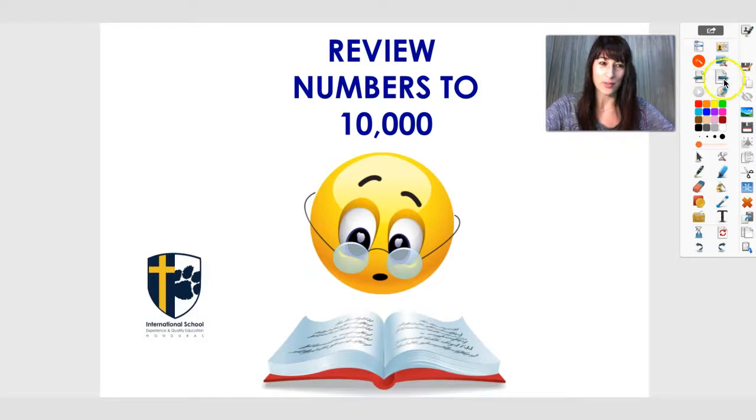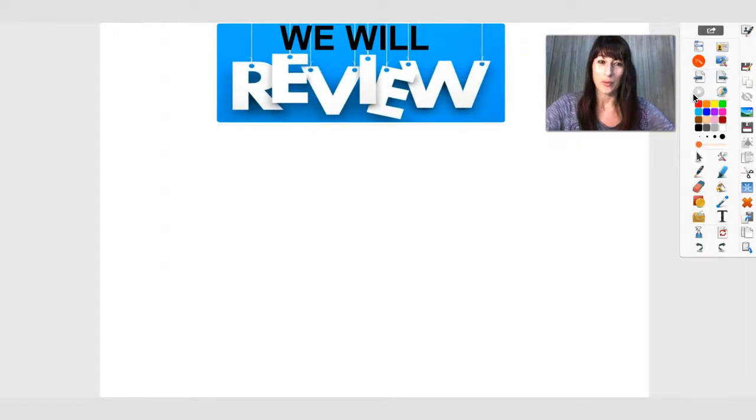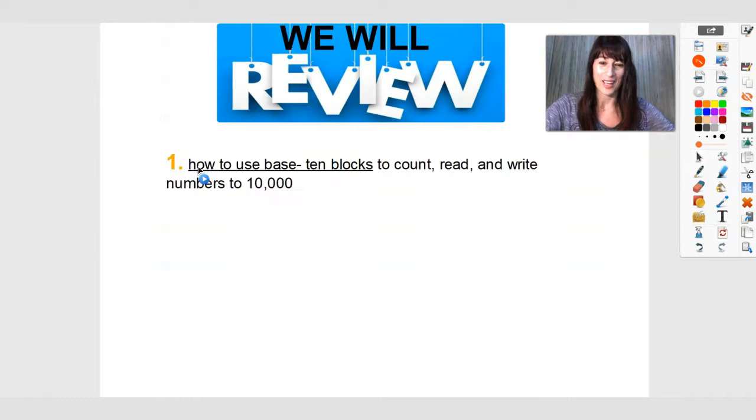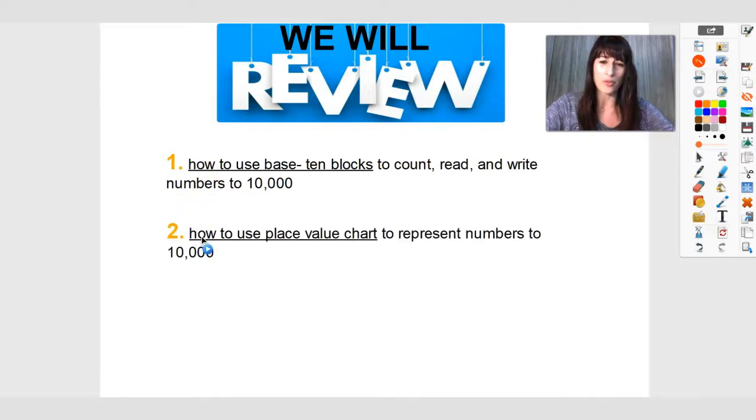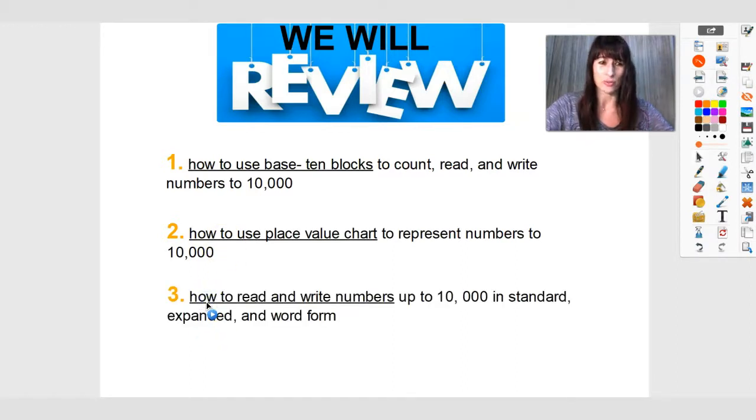Okay, so let's see what we have to review. We will review how to use base 10 blocks to count, read, and write numbers to 10,000. We also need to review how to use a place value chart to represent numbers to 10,000. And we have to review how to read and write numbers up to 10,000. Remember, we learned to write them in standard, expanded, and word form. And one last thing we have to review is how to compare numbers up to 10,000. So it looks like we have work to do. So let's start with number 1.